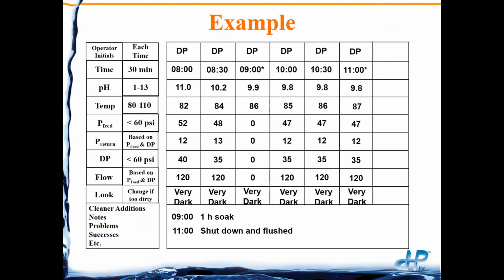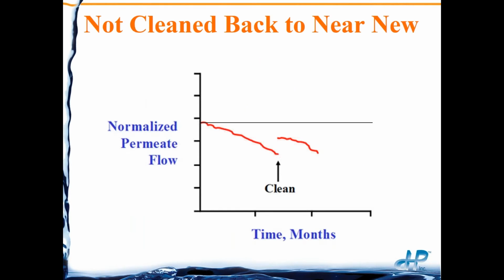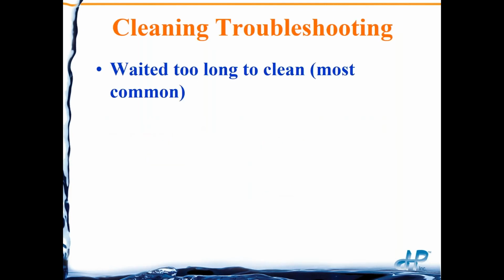So let's just say that we did this cleaning and we're tracking normalized permeate flow, which we should be. We cleaned when the normalized permeate flow dropped 10 to 15%. But then after the cleaning, we see that we only gained back about 50%. We didn't go back to new or near new performance. So why? Well, we could do some troubleshooting.